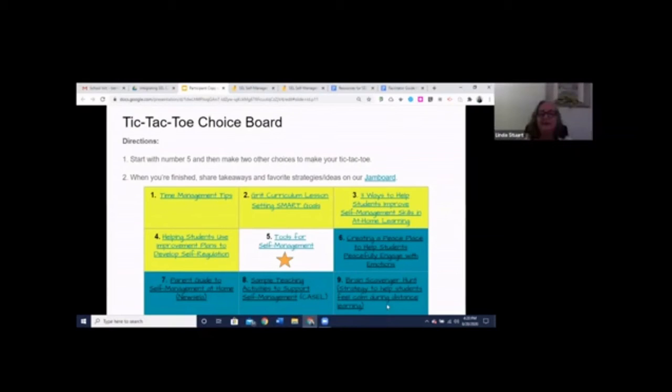It was really hard to narrow down what to put on the choice board. There were so many good things out there that I found it very difficult to do.